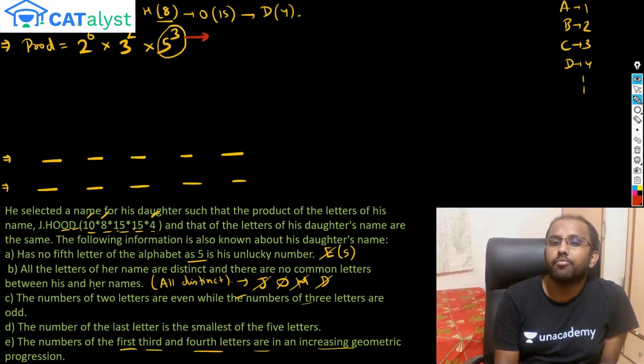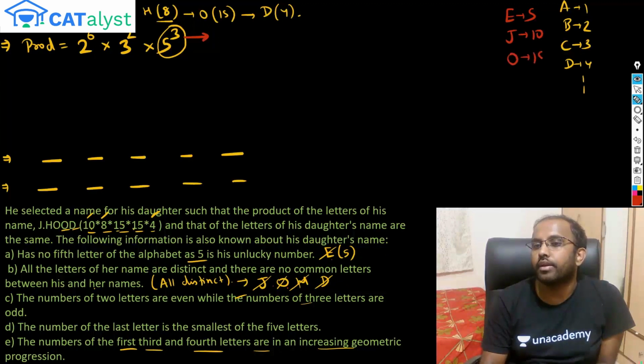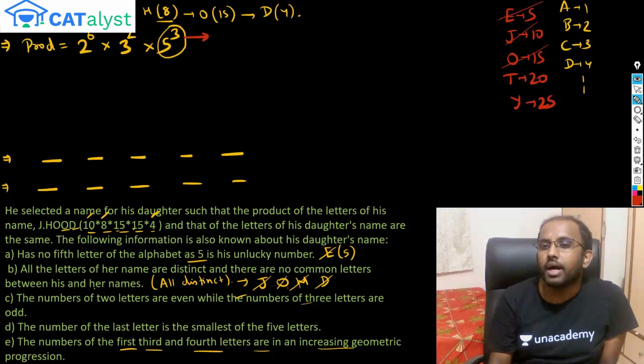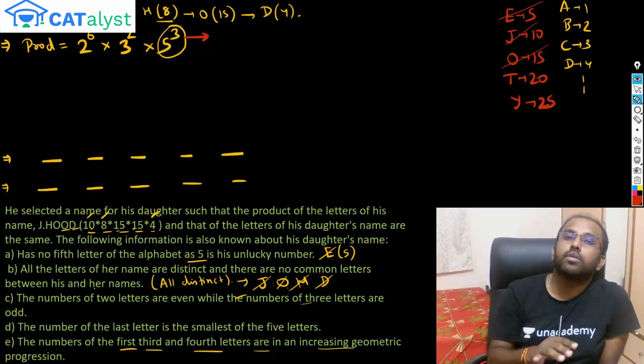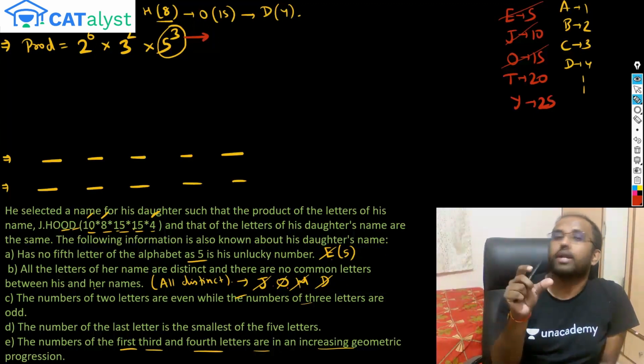So if I look at 5 or multiples of 5, E, J and O cannot be in her name, right? Basically E is 5, J is 10 and O is 15, and these 3 her name cannot take. That means the other multiples of 5 are T, which is 20, and Y, which is 25. That means to make her product 5 cube, the product of the letter positions I want to be 5 cube.